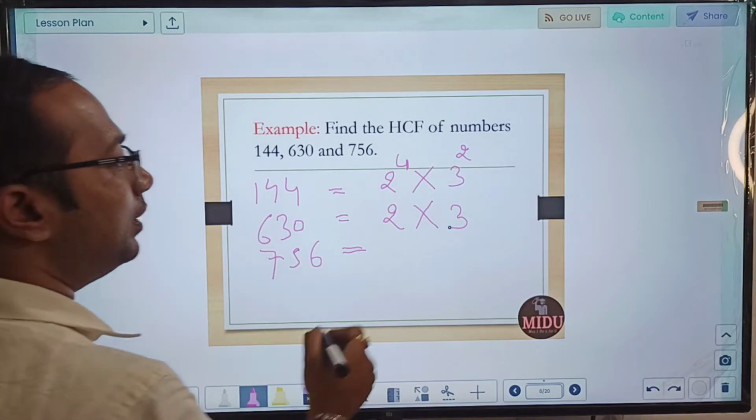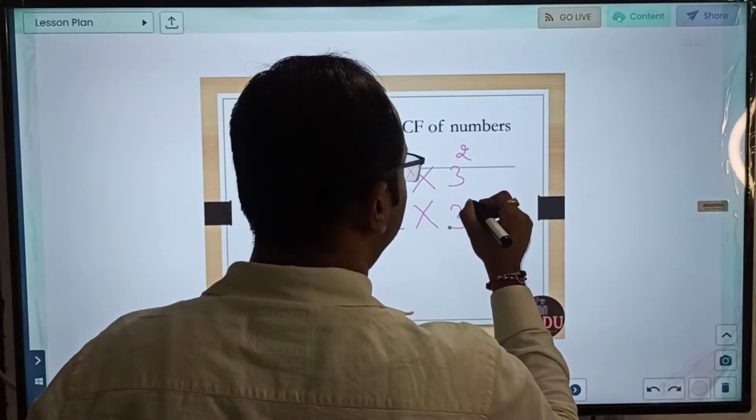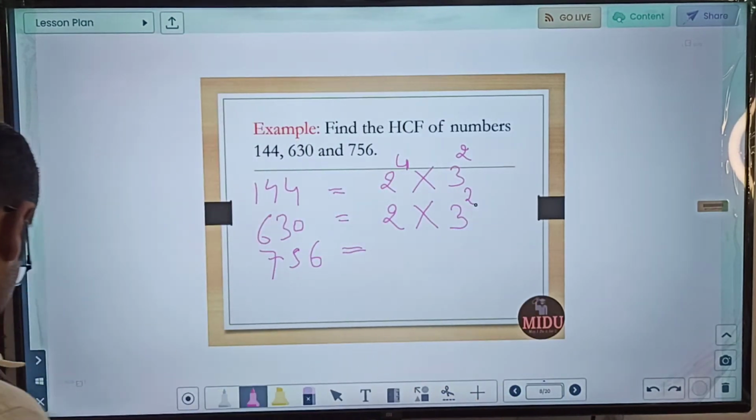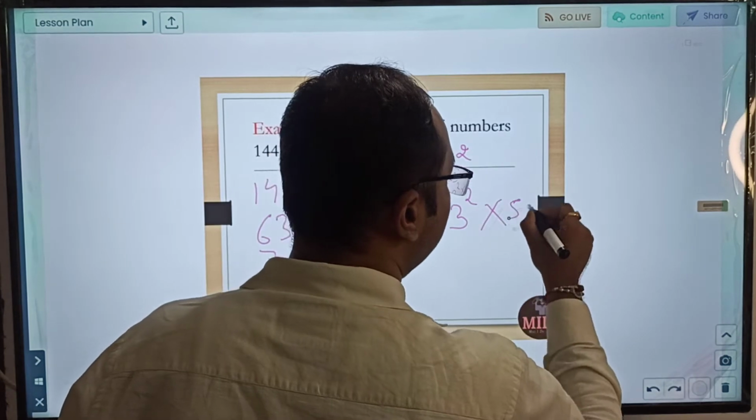105, again divided by 3, so it will be 35. Again it is divisible basically 2 times, so we will divide it 2 times. Then we get 35. 35 is what? 5 multiplied by 7.